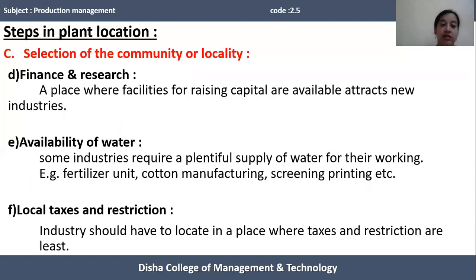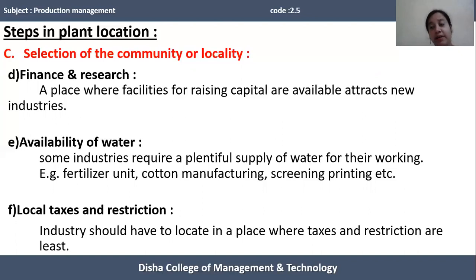Next factor the industrialist must consider is finance and research. Finance is the most important thing for producing the goods. So the industrialists have to identify a particular area where the loan can be generated or sanctioned easily, and they can generate capital easily.